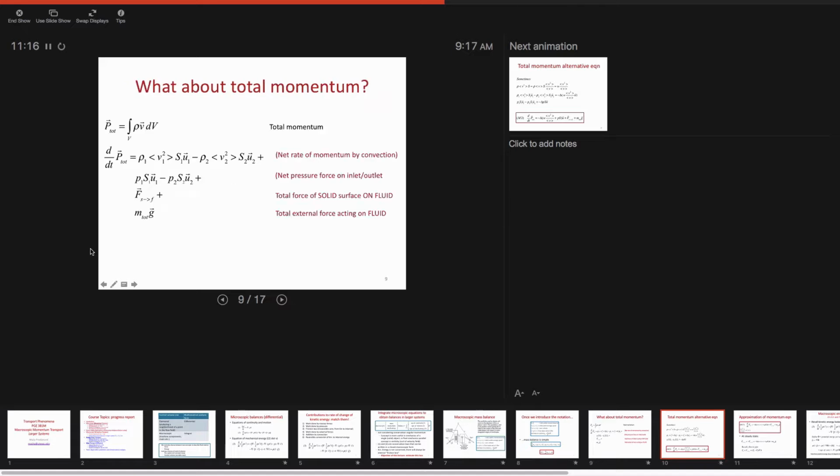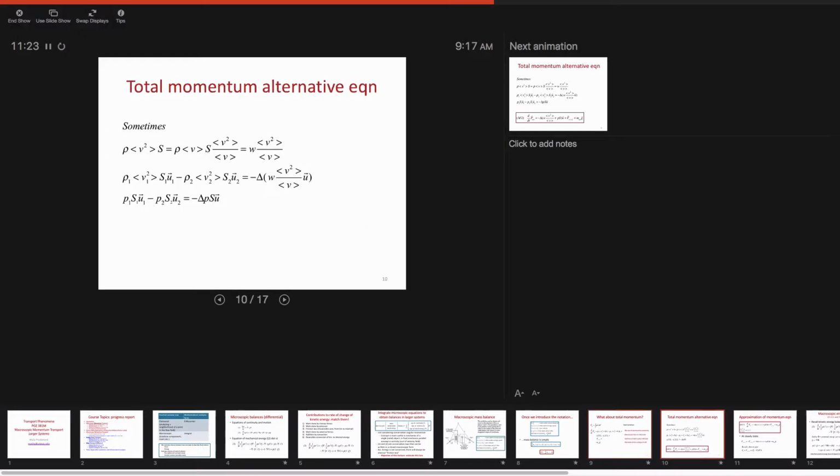Now, this is a nice equation, but we also need to be able to compute something. And there is often an approximation done. Essentially, I have rho, and the problem is to estimate the average of v squared. I can write it as w divided by the average of v times v squared, and then this term becomes this one. Delta, again, is this difference between outlet minus inlet.